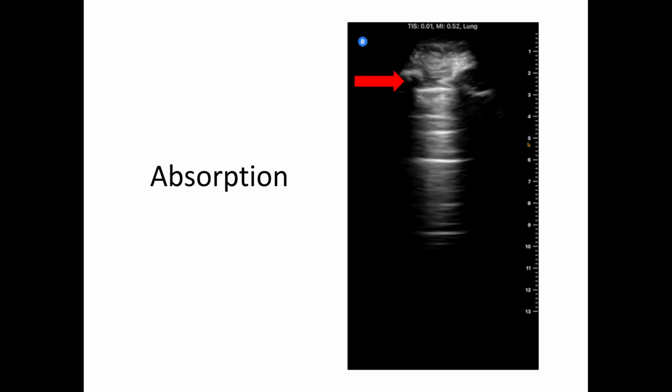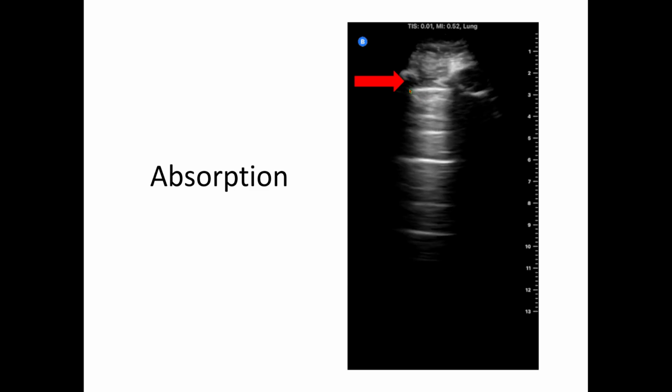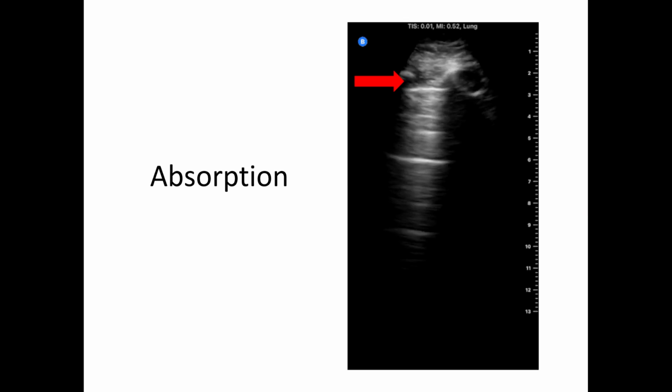Bone tends to absorb ultrasound. It's going to reflect a lot of it at the periosteum, and then what's not reflected is absorbed, so you get shadow deep to that. So anytime you're seeing really dark shadow on the screen, you may be over a rib, so try moving up or down a little bit.